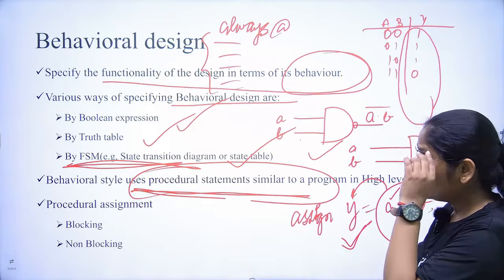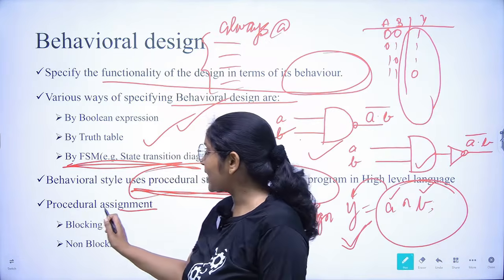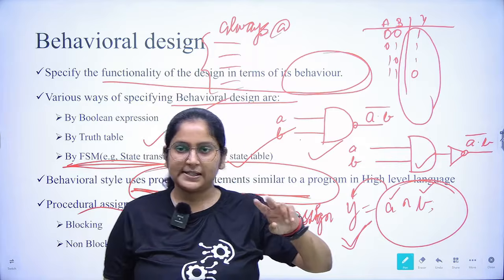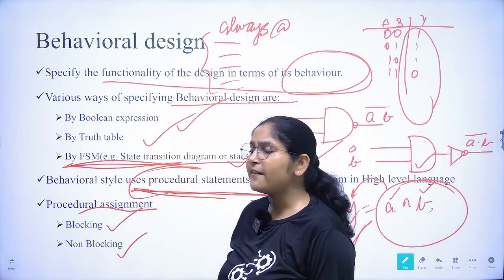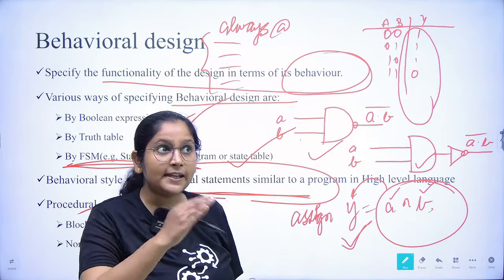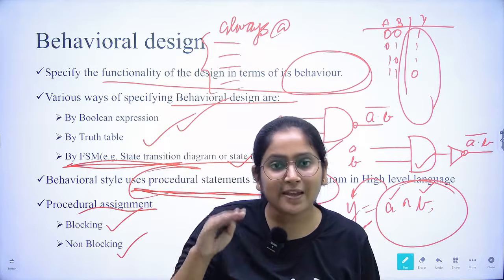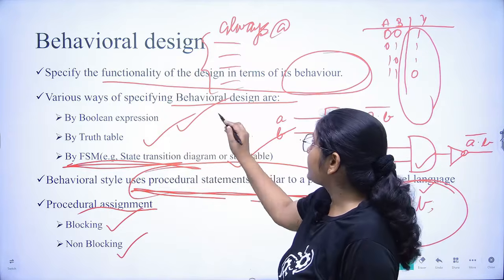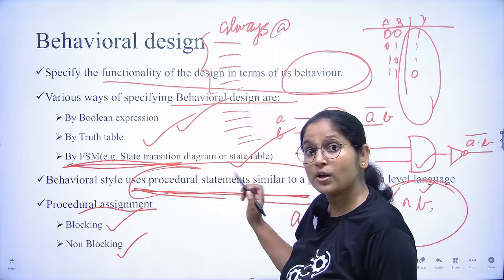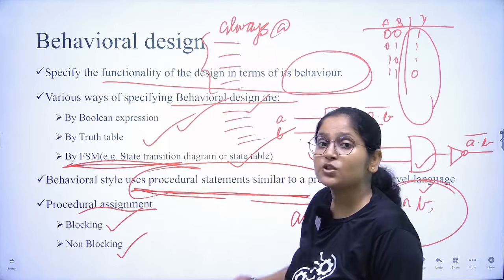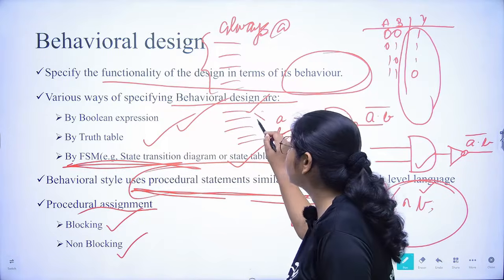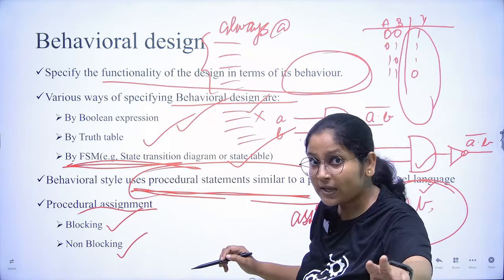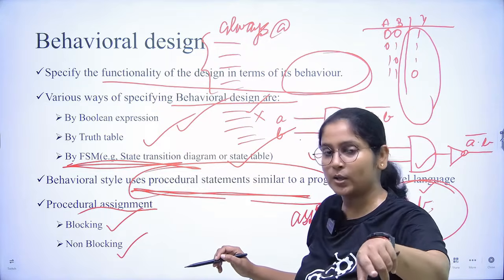Now we have procedural assignment, and we have two methods: blocking and non-blocking. I'll tell you what is the difference. Blocking means, suppose I have written a number of statements, by the time the first one is not getting executed, you cannot execute the second one. This is the meaning of blocking.